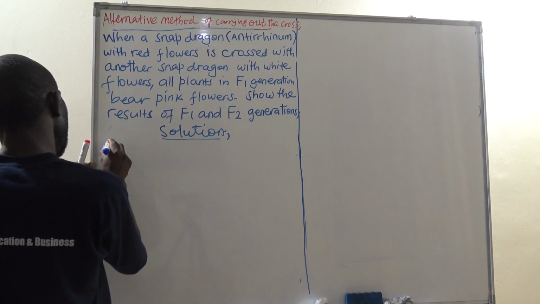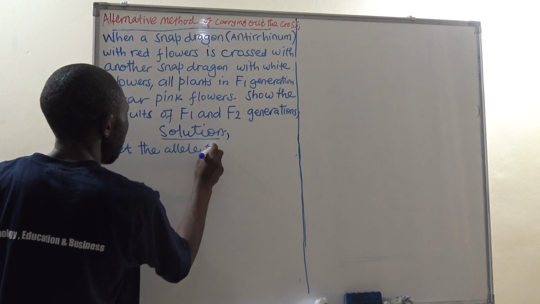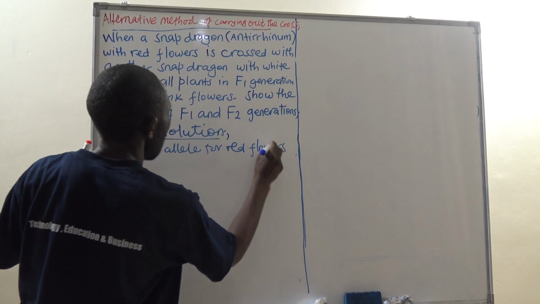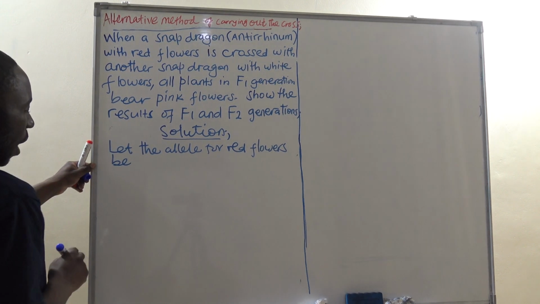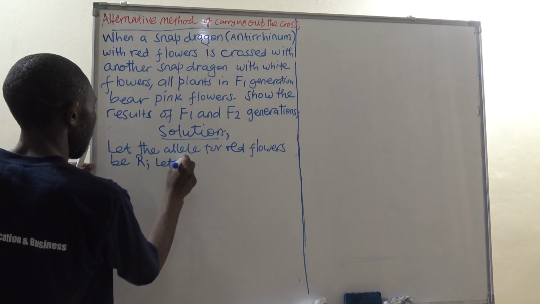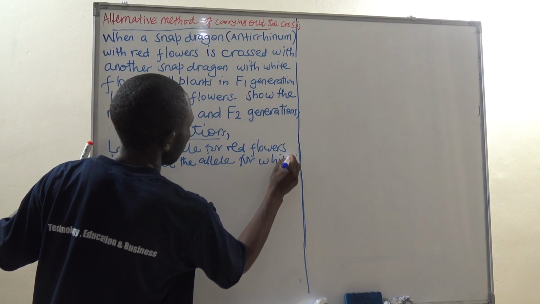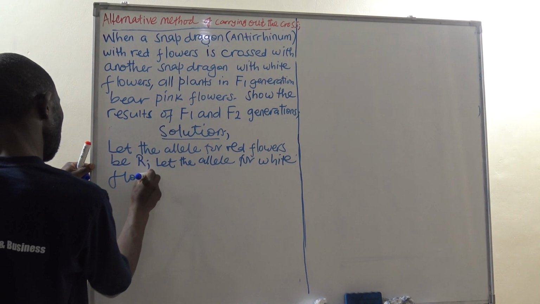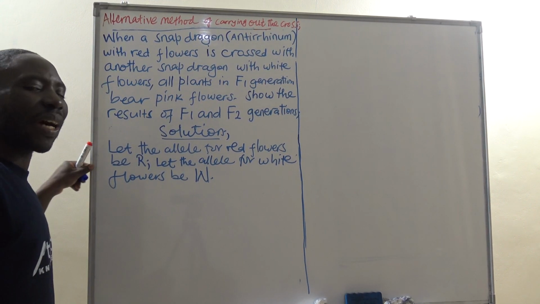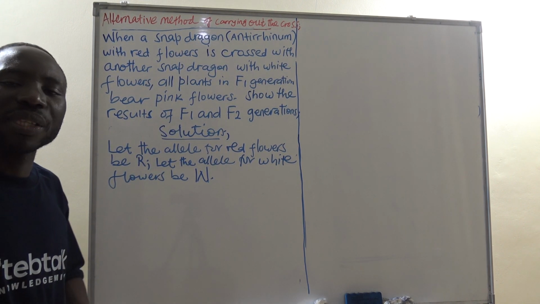Solution, we say, let the allele for red flowers be capital R, and let the allele for white flowers be capital W. You can see that this time I have not used capital C to represent the color.